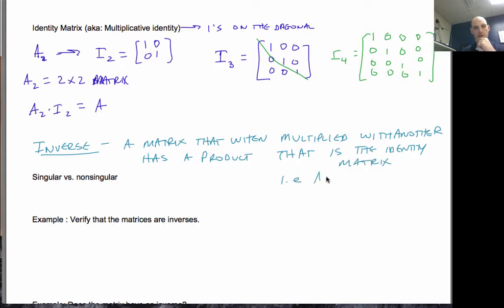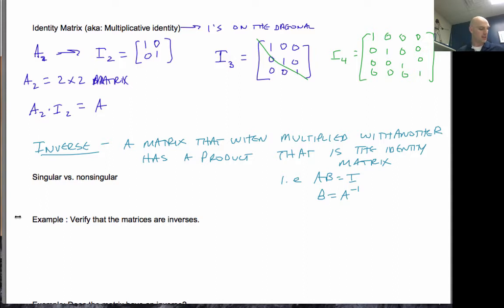For example, A times B is equal to I, so B is equal to A inverse. That means when you multiply them together, you get the identity matrix. And so it's possible sometimes to find an inverse for one, and sometimes it's not.